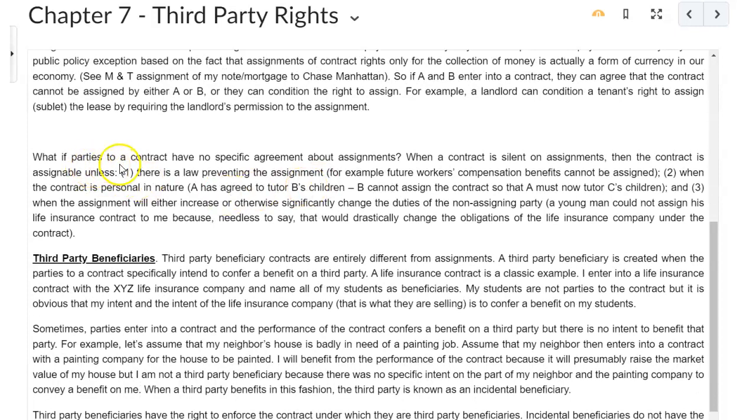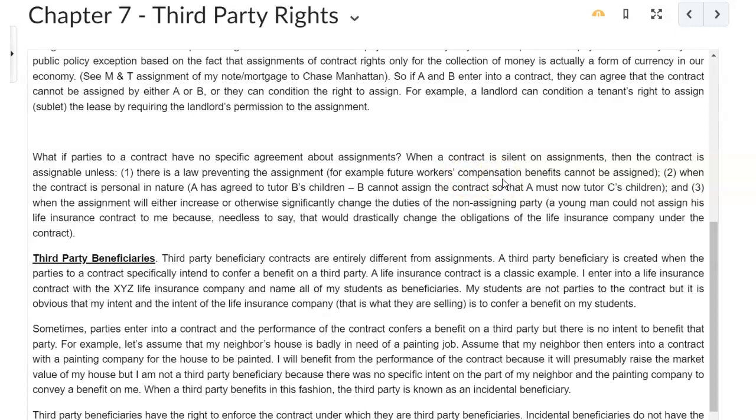The next question we ask is this: what if parties to the contract have no specific agreement about assignment? What we encounter here is this: if there is no language one way or the other, the contract is silent on assignments, then the contract can be assigned unless, and we have 3 unlesses, there is a law that prevents the assignment. In New York State, for example, future workers' compensation benefits cannot be assigned.